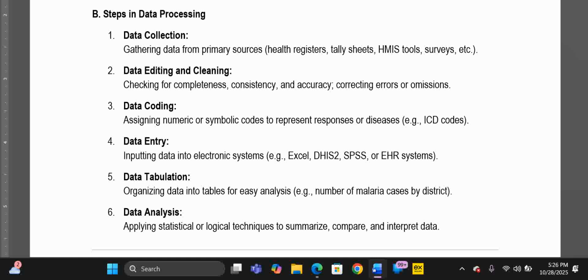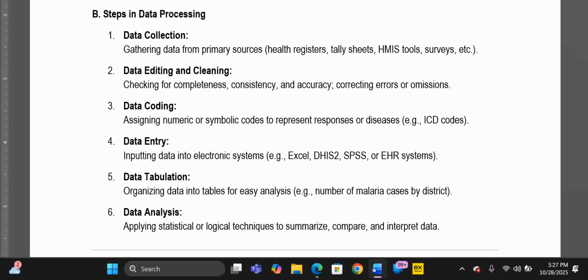So data cleaning is very important for your data to be consistent, complete and accurate. Those errors have to be corrected. Step three has what we are calling data coding, whereby you assign numeric or symbolic codes to represent diseases or responses to various diseases. This particular stage is strictly understood by those who are specializing in medical records. They do what they call disease classification and coding.